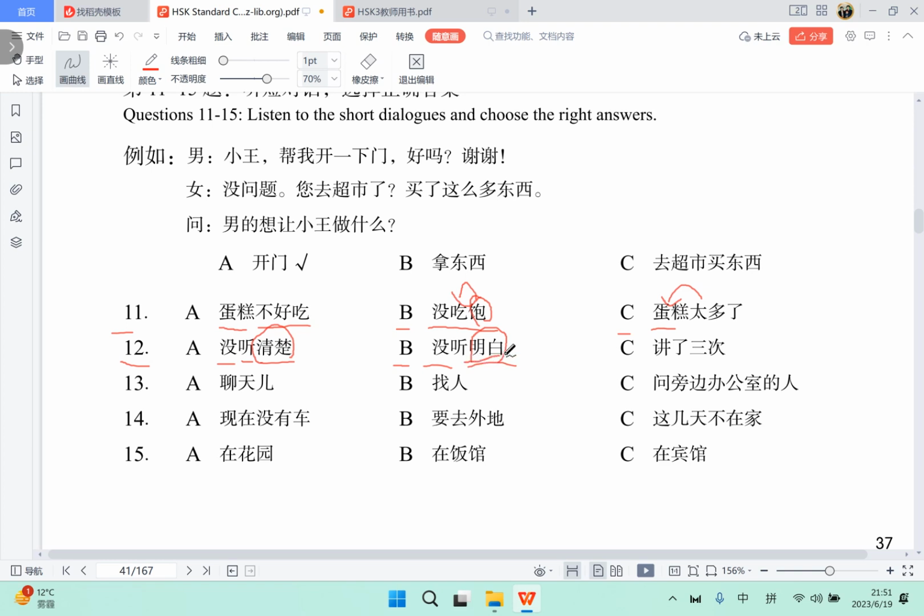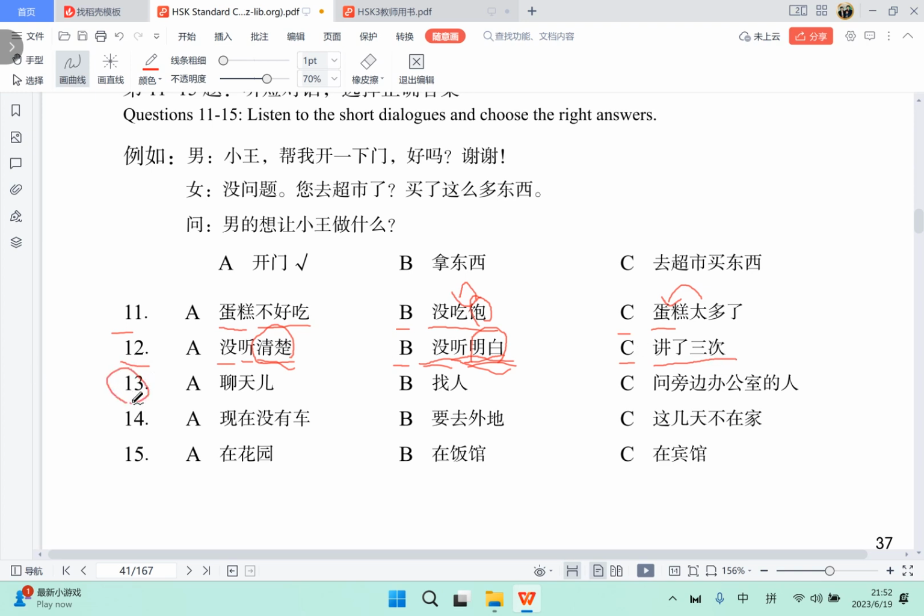But more frequently, when they appear together, the difference is 清楚 is more about the physical things, like did you hear it clearly physically? And 明白 emphasizes more the mental side, you understand my words. So 没听明白 means maybe I listened to you, but I didn't fully understand what you mean. So at that moment I will say 没听明白. Okay, that's the difference. And 讲了3次了, so I already said it 3 times.